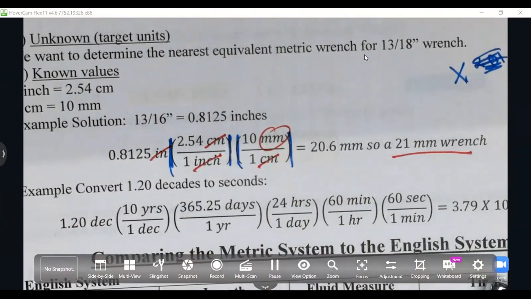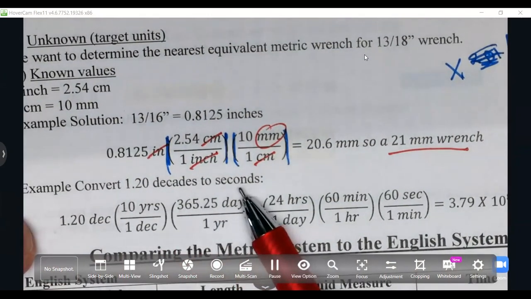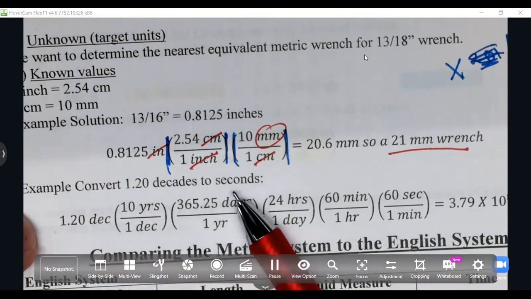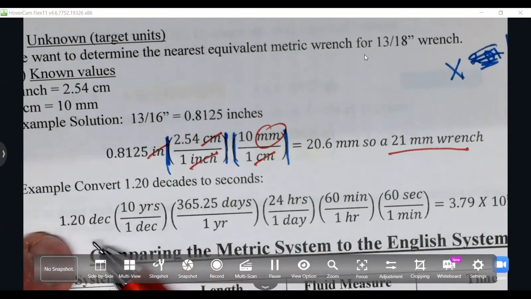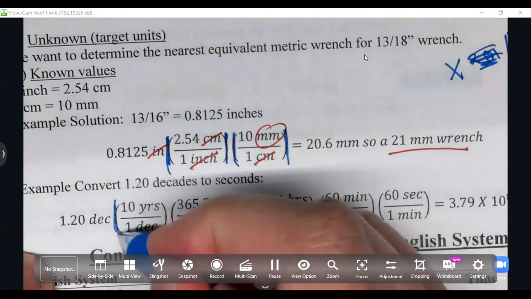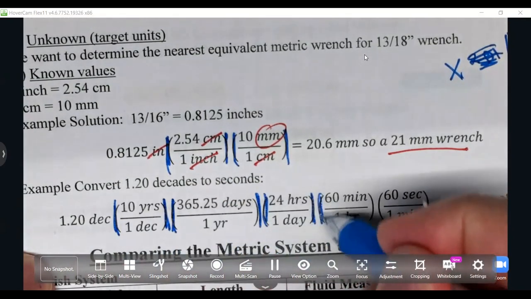Then I give students this problem and I say, we're going to convert 1.2 decades to seconds. Now, please, please, please don't try to look these up and do it in one step. Go with what you know. Could you do this in one step if you knew how many seconds are in a decade? Absolutely. But here's my cancellation of units. Again, all these that you see here are just true mathematical relationships.